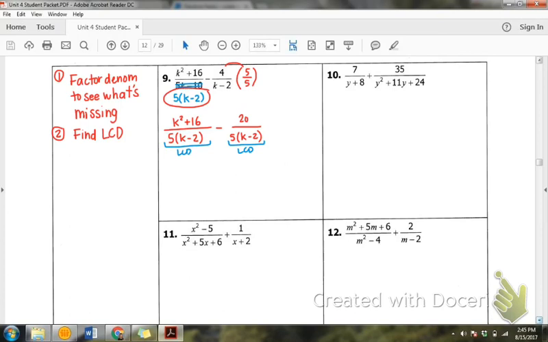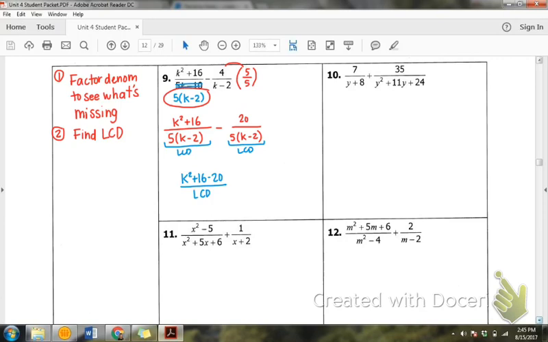All right, so now if I am going to simplify the top, I have k squared plus 16 minus 20, and I'm going to put it over LCD. The reason we're using LCD is because we're going to have to do some work in our numerator, and if we have to write the denominator every single time, it's going to get tedious and it's going to be extra work for us, okay? So while we figure out what's going on in the numerator, we're just going to leave the denominator as LCD until the very end, and then we'll put it back in there, okay?